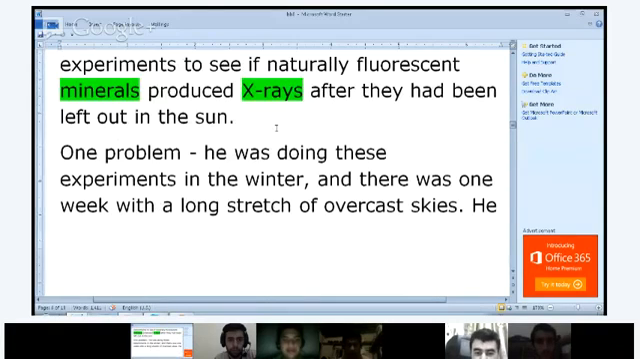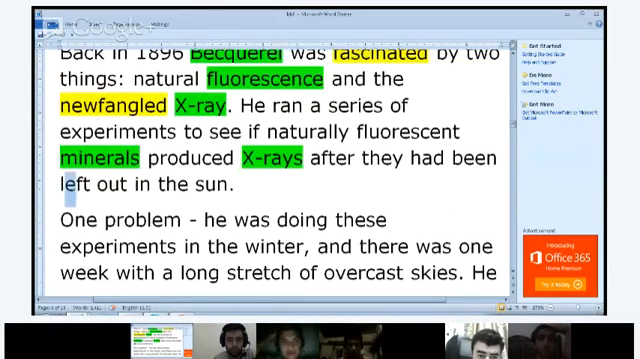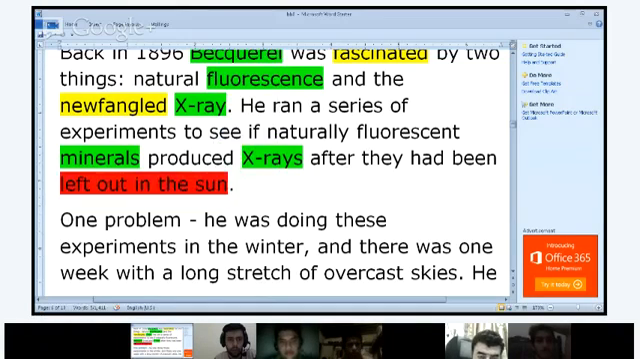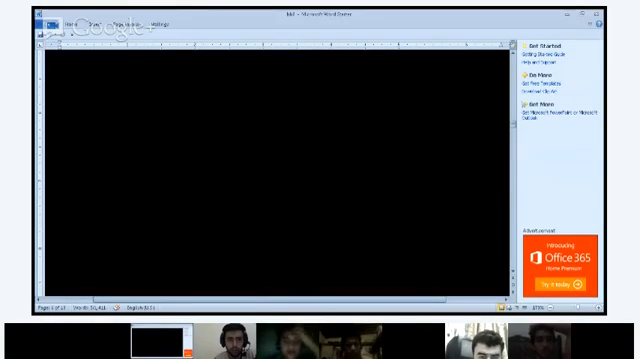And so I'm just going to move this on. He wanted to leave things out in the sun, these special minerals that he was studying. He wanted to leave them outside on a sunny day. But what was the problem?